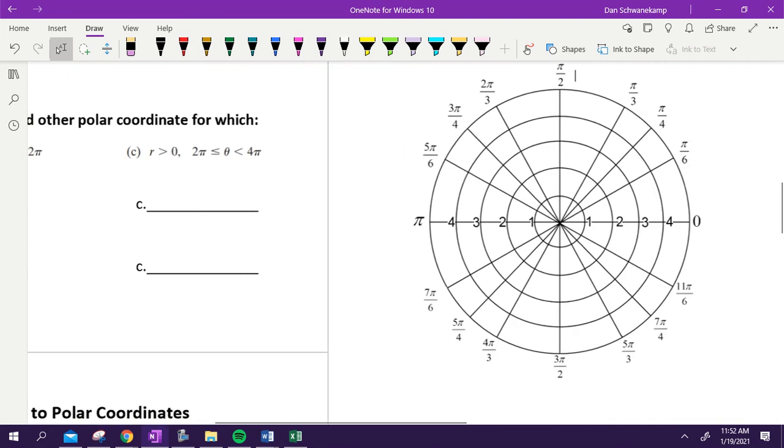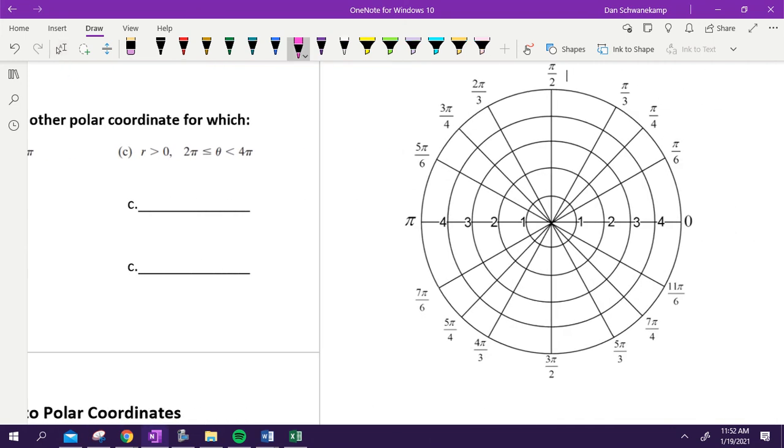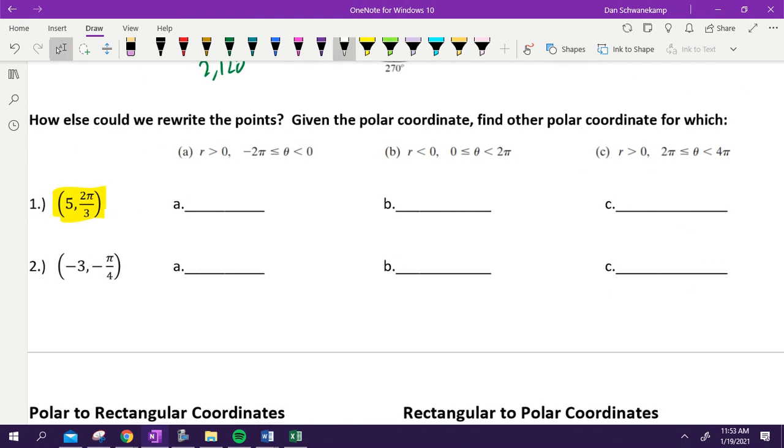So first of all, we're trying to do 5, 2 pi over 3. So 5, 2 pi over 3 would be like this dot right here. You can graph it up above if you want. I'm just putting it right here. Now what they're asking me to do is say, all right, we're going to rewrite that. We want the radius to be greater than 0, but my angle to be between negative 2 pi and 0.